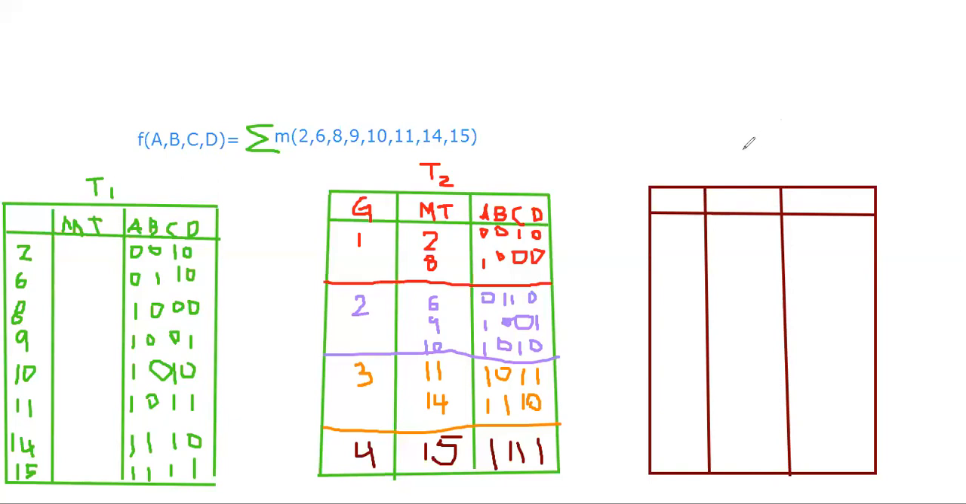So this is table 3. What we have to do here? Can anyone tell me? This is again group, minterm, and the binary columns A, B, C, D. Can anyone tell me what we have to do now?